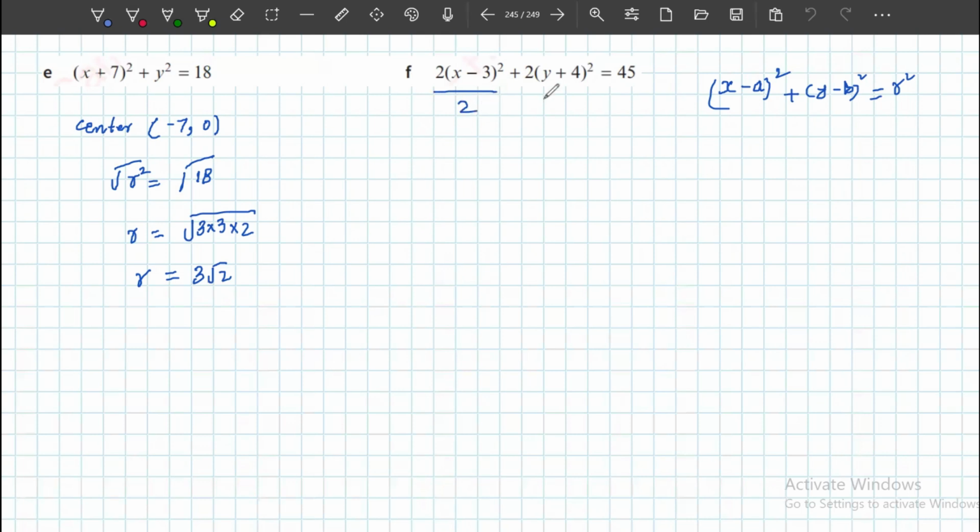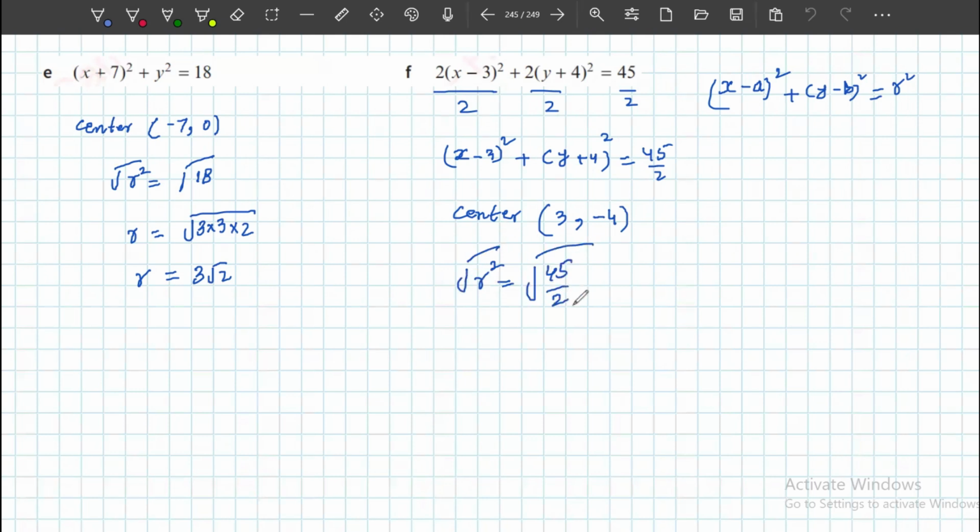Okay, divide 2 throughout the equation. Once you divide, it gives you (x minus 3) whole squared plus (y plus 4) whole squared equal 45 over 2. Now we can say easily our center of circle is what here. So center is (3, -4), and the radius r squared equals 45 over 2. So we will take square root on both sides.